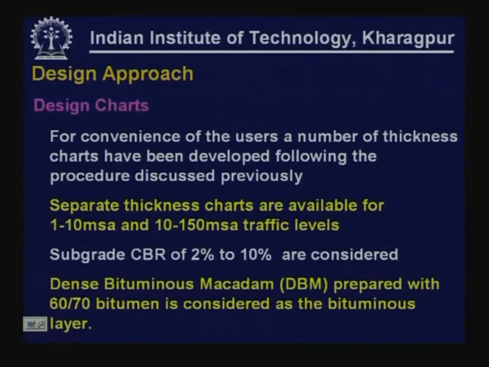Also, these charts are available for dense bituminous macadam prepared with 60-70 bitumen. This is considered to be the bituminous layer. This is the limitation of these charts. We can only get dense bituminous macadam thickness using these charts. These are available for 2 to 10% CBR values, and for 1 to 150 million standard axle repetitions.